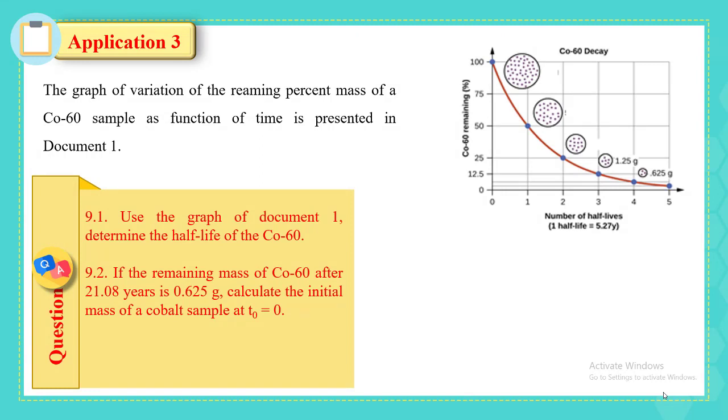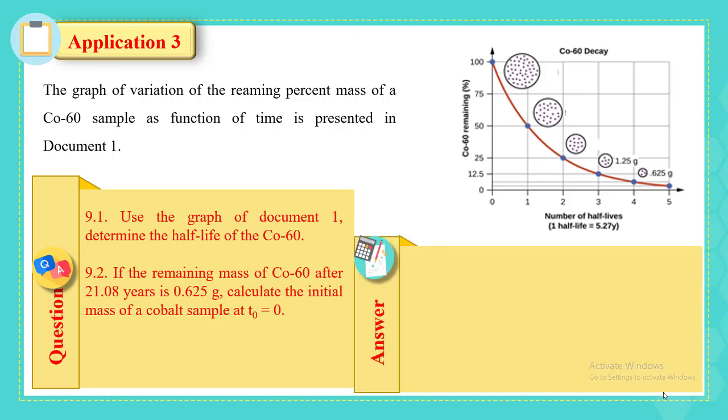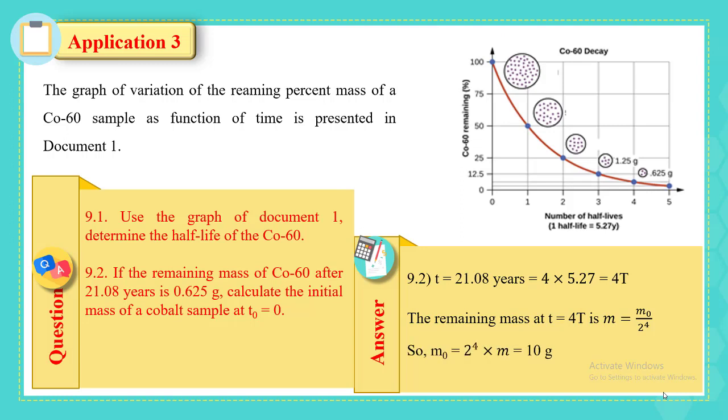In part 9.2, we have to calculate the initial mass of the cobalt sample, knowing that the remaining mass at t equal 21.08 years is 0.625 grams. First, we have to calculate how many periods we have in this time t. This t is equal to 4 times the half-life. So the number of decays is 4. But we know that the remaining mass is equal to m0 over 2 power n, and n is equal to 4. So m0 is equal to m times 2 power 4. I substitute the value and then I get 10 grams.